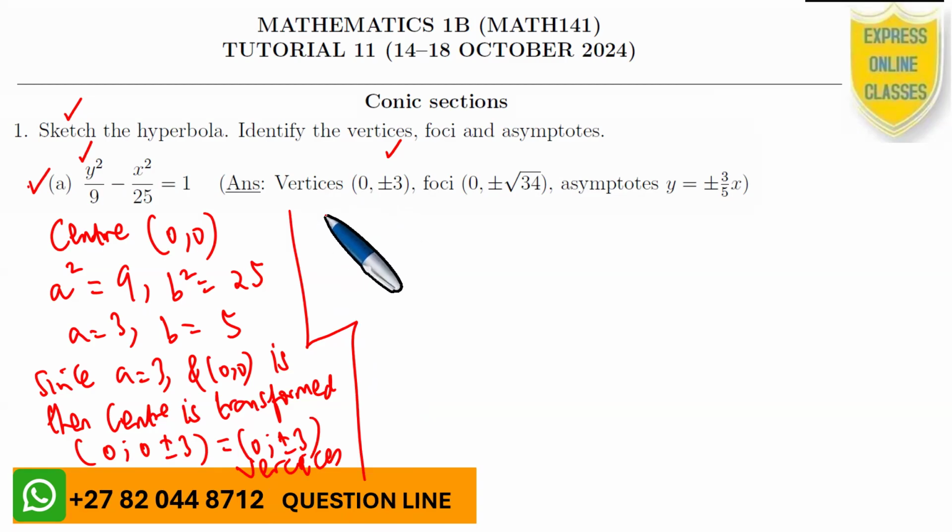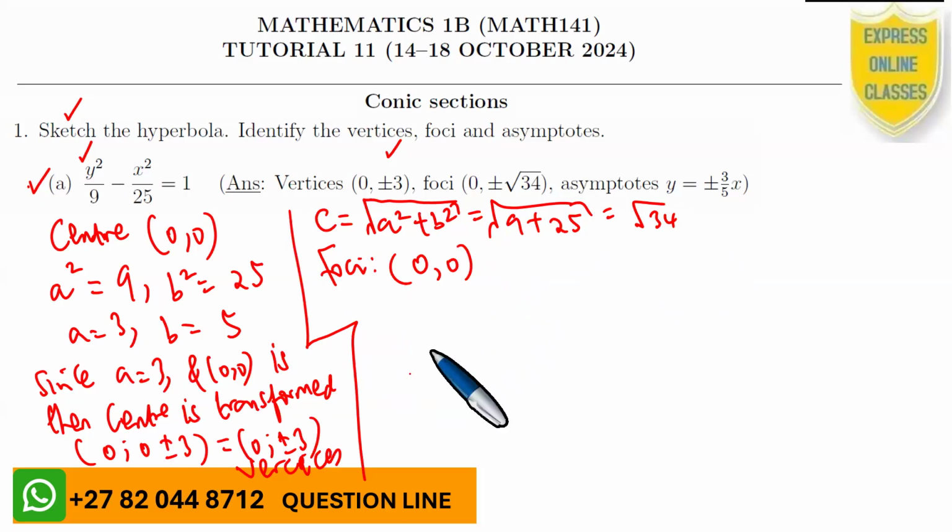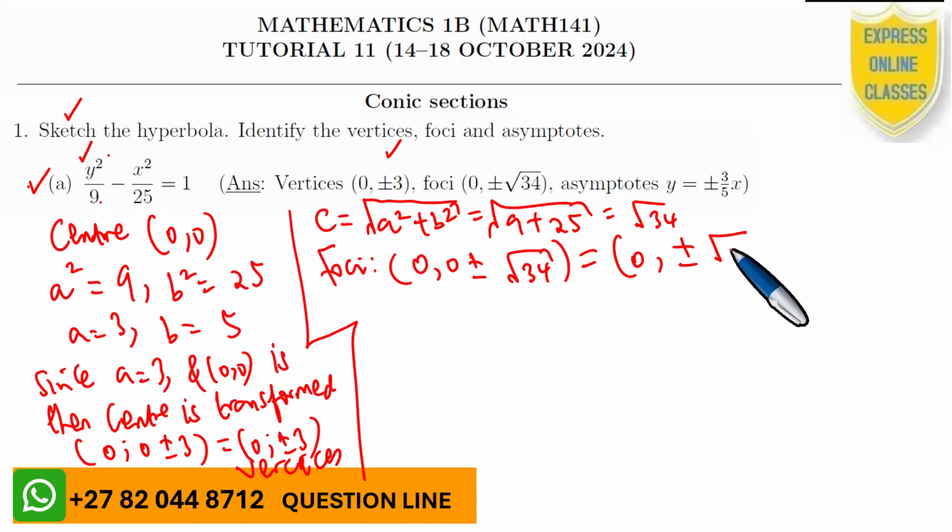Simultaneously, we need to find the foci. c squared becomes the sum of a squared and b squared, always for the rectangular hyperbola. The a squared is 9, the b squared is 25. The sum is 34. Now, after we got the c, we are able to find the foci. The foci are obtained from the center, which is 0, 0, and this center is transformed accordingly. In which case, we add and subtract from the y component because it's y with the a, which is plus or minus the square root of 34.